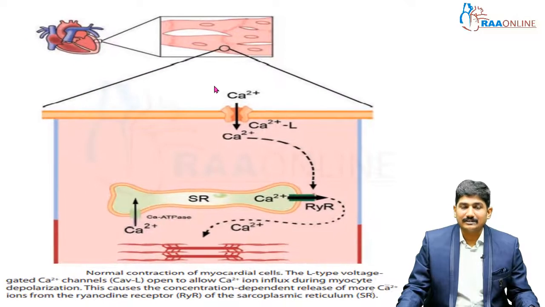Now concentrate on this diagram. This is the heart, and one myocardial muscle fiber is taken out, and from this muscle fiber one cell has been zoomed up here. Concentrate here. This is the L type long-acting channel, through which calcium comes inside. Once calcium comes inside the cell, it sensitizes the ryanodine receptors, so more calcium is released from the sarcoplasmic reticulum into the cell again.